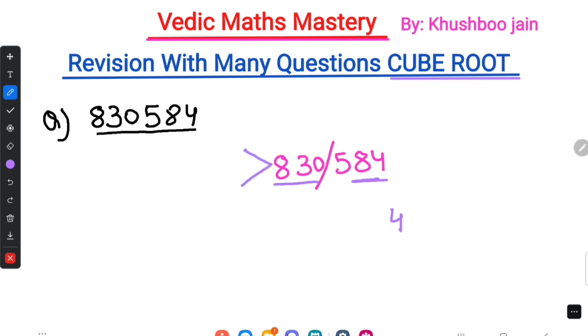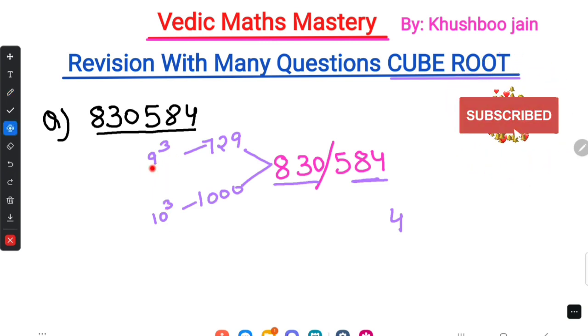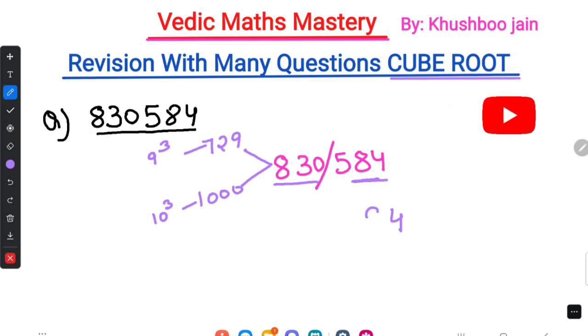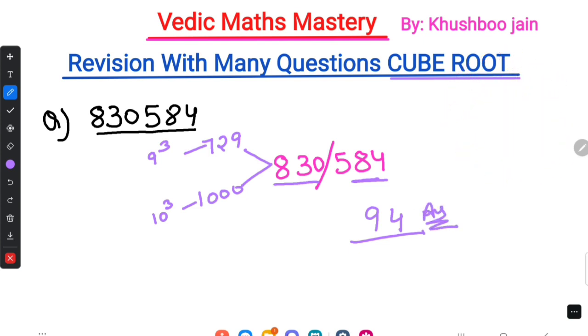So I'll take two cubes of 830, smaller and bigger. So 830 basically lies between 729 and 1000. So as we all know that if I say 10 cube, basically 1000. If I say 9 cube, it's basically 729. Hope you cleared it. So now the smaller digit is 9, not 10. So I'll pick basically 9. So 9 I will write it here. So 94 basically is the final answer.